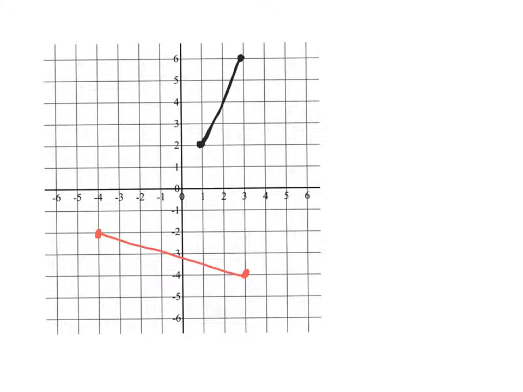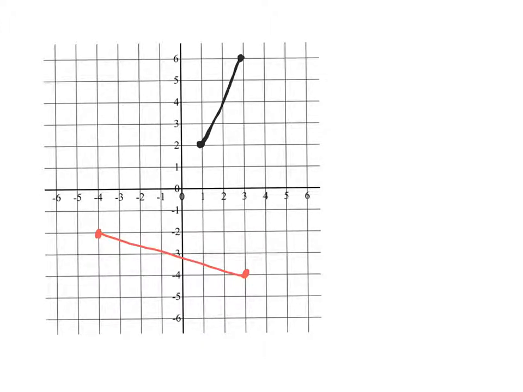I've drawn two different lines on this grid, the black line and the red line. What I'd like you to do is pause this and figure out the slopes, then turn it back on again, and you can watch me as I go through figuring out the slopes as well. Okay, I hope you've had a chance to go through and figure out the slopes.